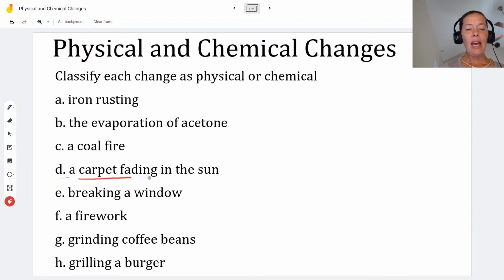Okay, so D is a carpet fading in the sun, and I have had this happen to me. So you get a great carpet or a great rug, and you're in a really sunny room, and you notice that the square that's in the sun the most starts to fade. That is a color change, right? So you go from really bright colors to kind of faded and dull colors. That is a chemical change. So whatever dye you've got in the carpet, over time, the sunlight breaks it down. It is no longer the same molecule that it was, and that's why the carpet fades.